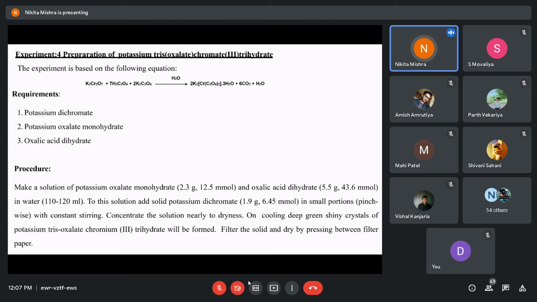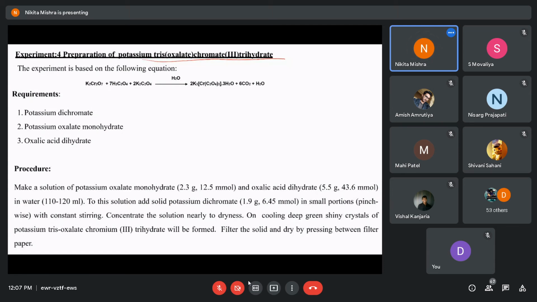Then here it is preparation number 4. That preparation is potassium trisoxalato chromate(III) trihydrate. And in the same way, preparation number 6 is there.